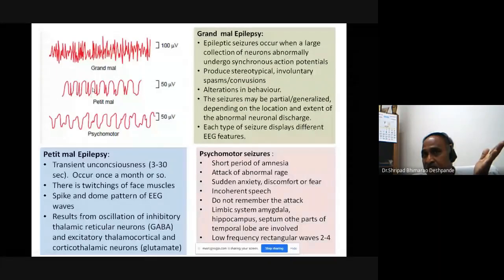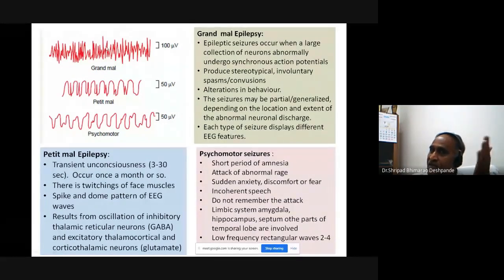You can just see the spikes here. And these spikes, so spikes and a dome. This is a dome and a spike. Spike and dome pattern of EEG waves are seen in petit mal epilepsy, whereas in grand mal epilepsy, there is a total asynchronous high frequency activity. Here, a spike and dome pattern, which is seen here, and you can just see these amplitudes. These amplitudes here are double than this.